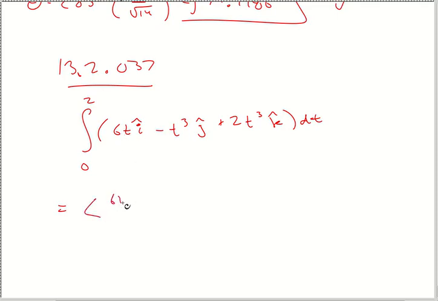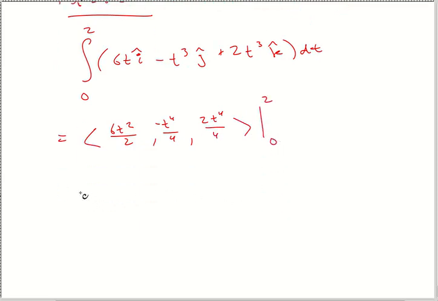So I got 6t squared over 2. Here I've got negative, make it a little bit better looking, negative t to the fourth over 4. And then here we got 2t to the fourth over 4. And I'm going from 0 to 2. Just plugging them in, right? So that's obviously a 3. There you can have a divide by 2. Whenever you plug in the 0, everything goes away. But the 2 you can plug in.